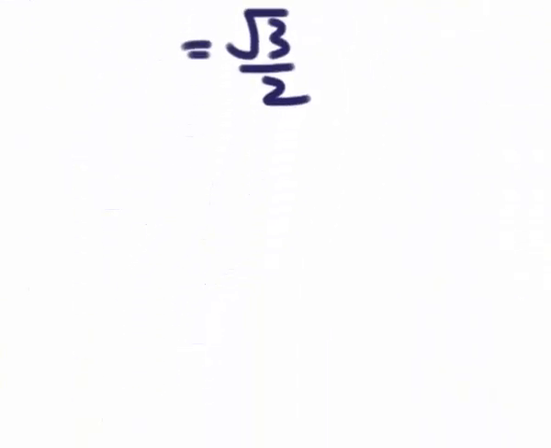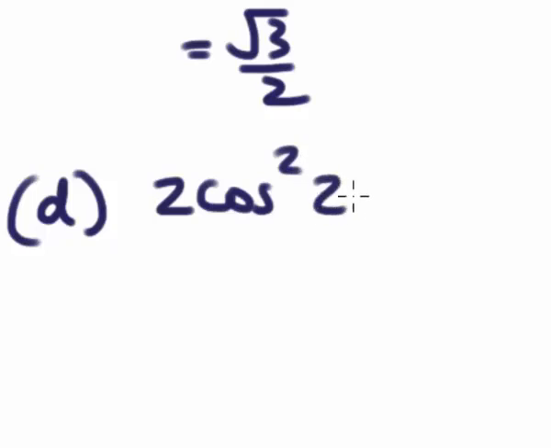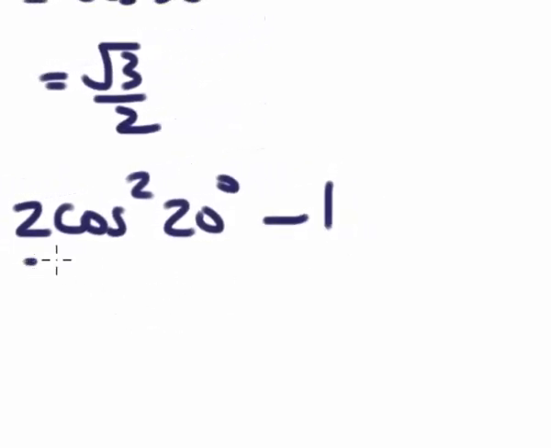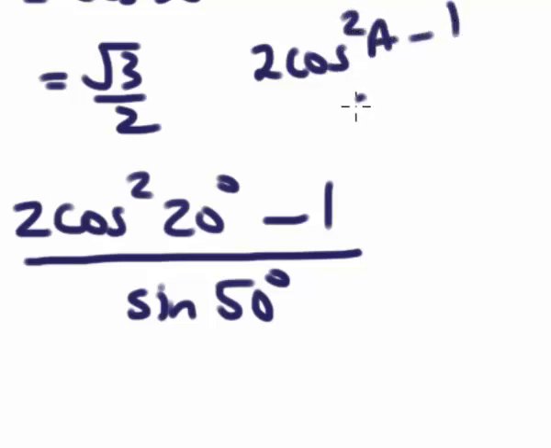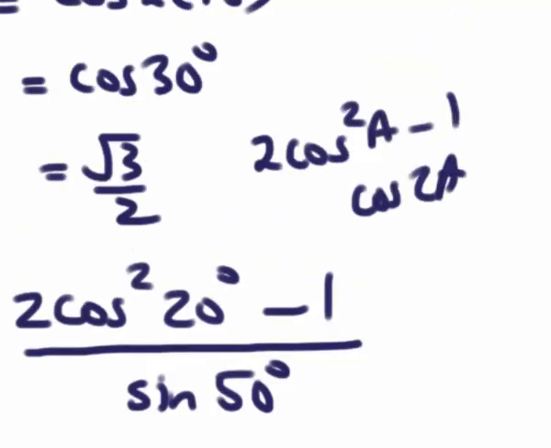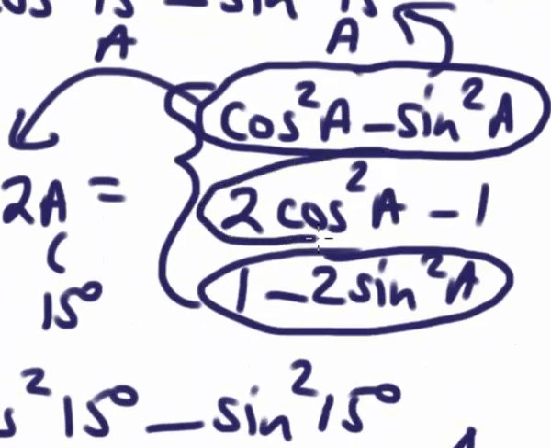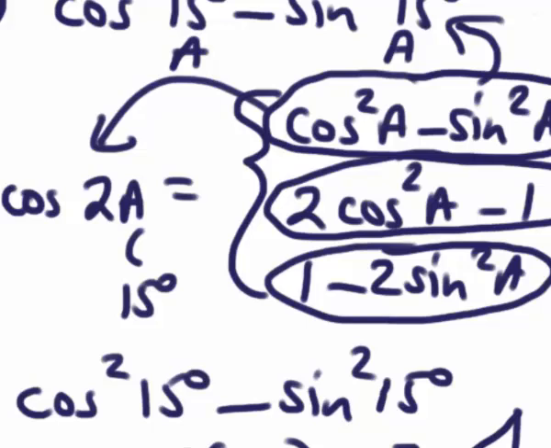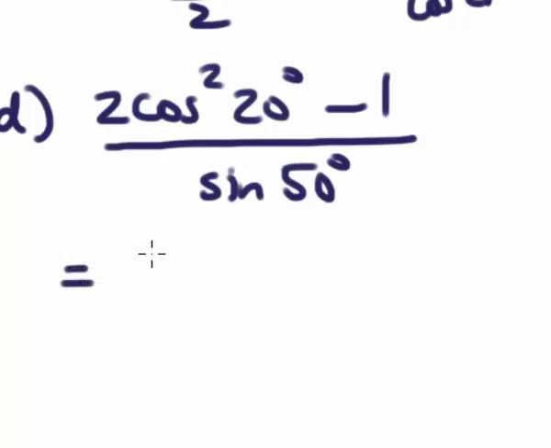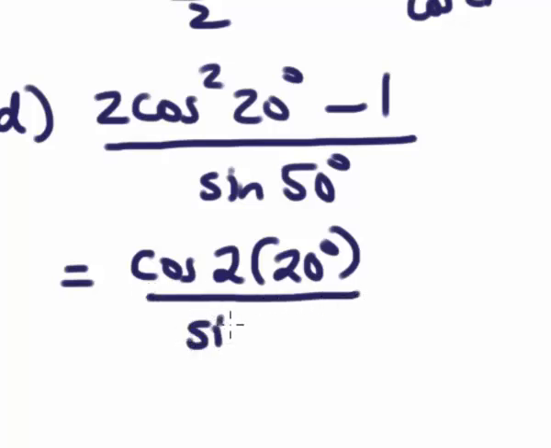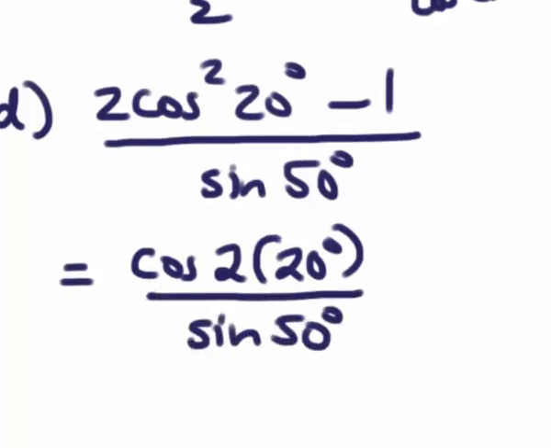Okay. Alright, now this one, what about number D? Have a look at this here. 2 cos squared 20. None of that is really very special. Divided by sine of 50. Okay, well this top one looks like a 2 cos squared a minus 1, which is cos 2a. If you go back and check, look at that. There we go. We've used up the third formula now. 2 cos squared a minus 1. And if you look at that, this becomes equal to cos 2 times 20 degrees. Sine 50 I'm going to really leave. There's not much I can do with that at the moment.